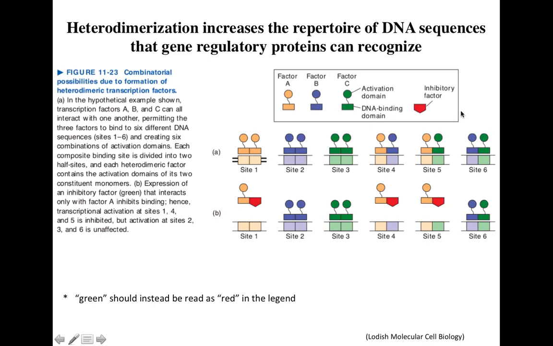So when this inhibitory factor binds to factor A, factor A cannot bind to site 1, site 4, and site 5. So the transcriptional activation at all these three sites is inhibited. But activation at site 2, site 3, and site 6 is not affected. Whatever factor this inhibitory factor binds to may not be able to bind to its respective DNA sequence. So if this inhibitory factor binds to factor C, then there would be no activation on site 3 and on site 6.